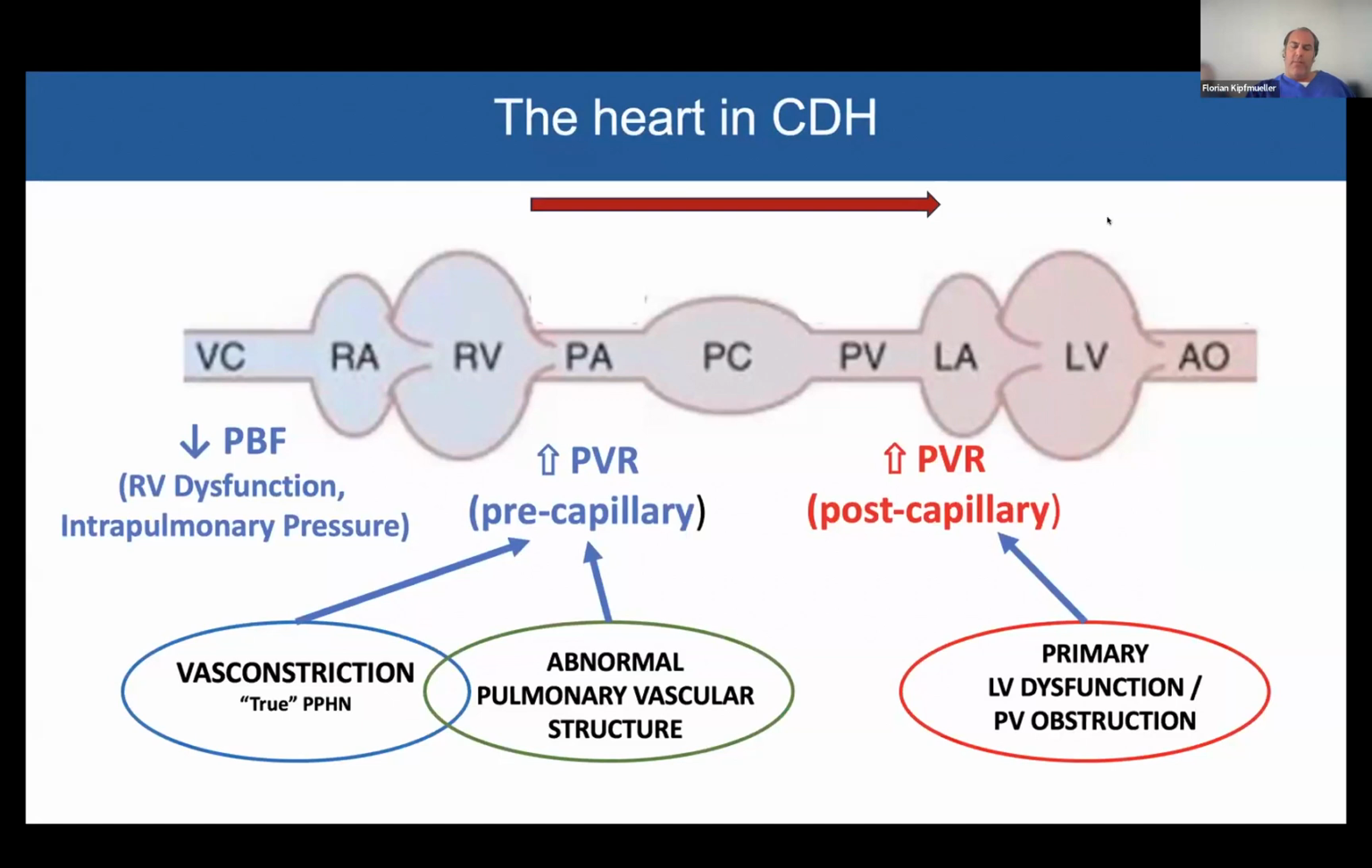Here is a brief figure describing the flow, how it goes through the body from the vena cava to the right atrium, to the pulmonary capillaries, and to the aorta. And it is described here again, where you have the precapillary pulmonary vascular resistance, as we can see it from true PPHN or traditional PPHN. And then here is the part where the postcapillary pulmonary hypertension comes in.